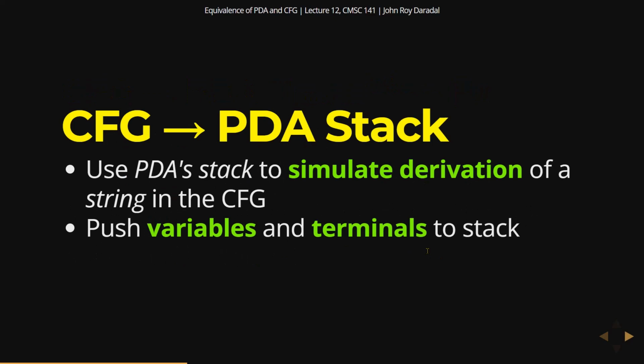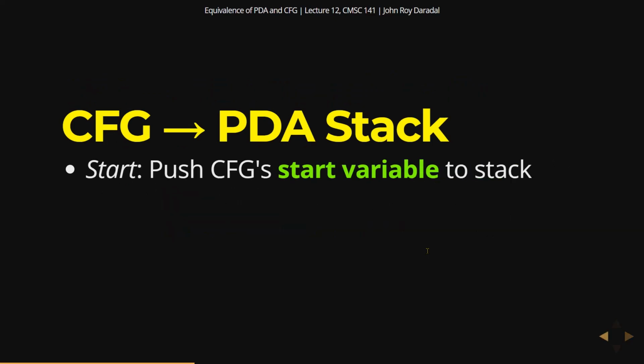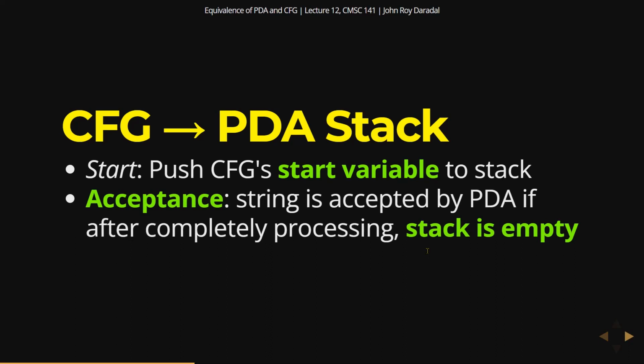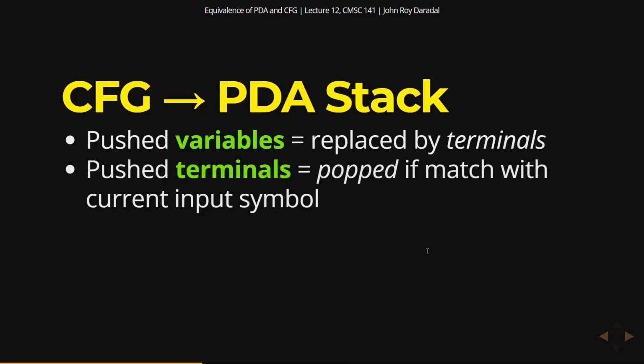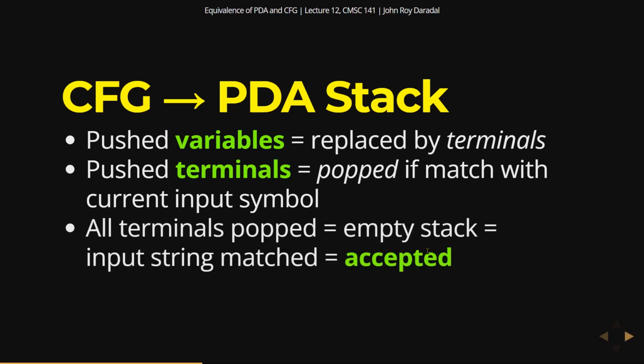Okay, so we push variables and terminals to the stack. The start variable is pushed at the start, and then the PDA accepts the string if after completely processing, the stack is empty. That means that the pushed variables were replaced eventually by the terminals, and the pushed terminals were popped by matching them with the current input symbol. So they have been accepted by the PDA. Okay, so if all the terminals were popped, that means that it's an empty stack, so we have matched the input string, so that means that it's accepted. Okay, so I hope that you can imagine why we are doing the pushing of variables and popping of terminals.